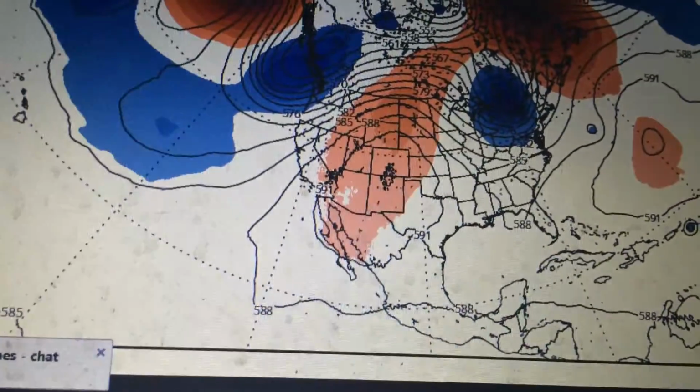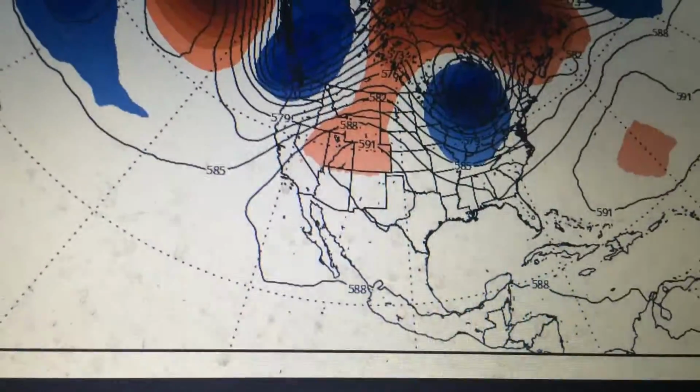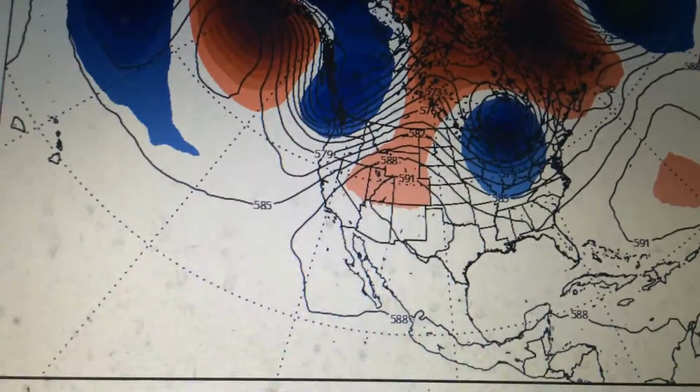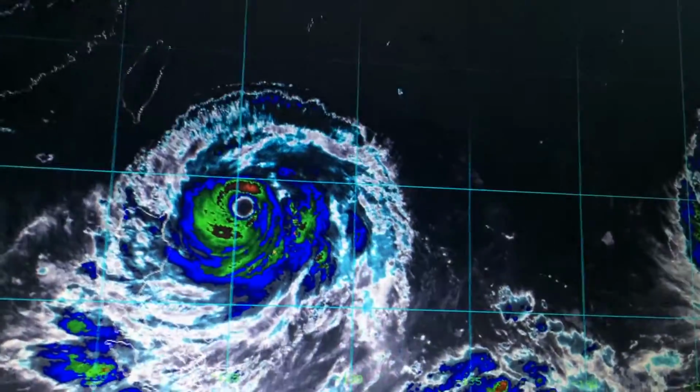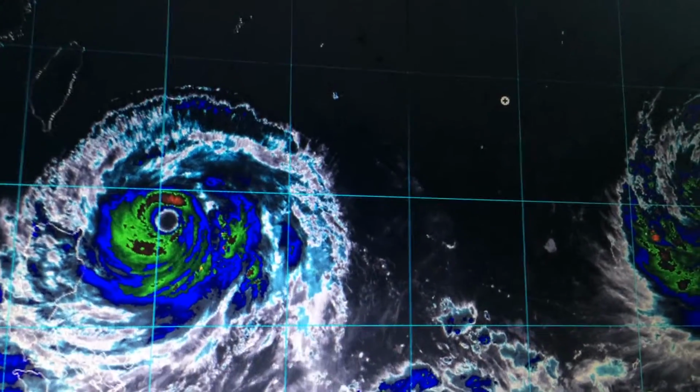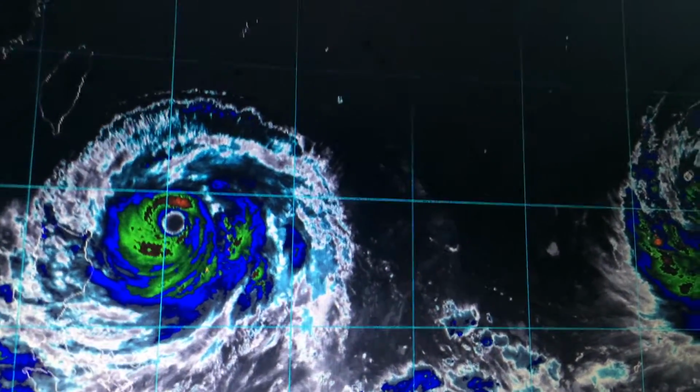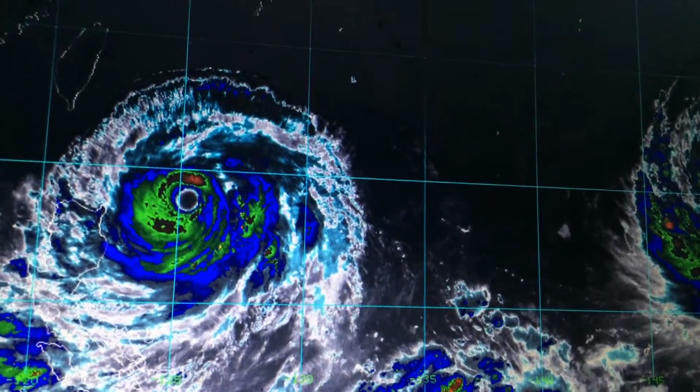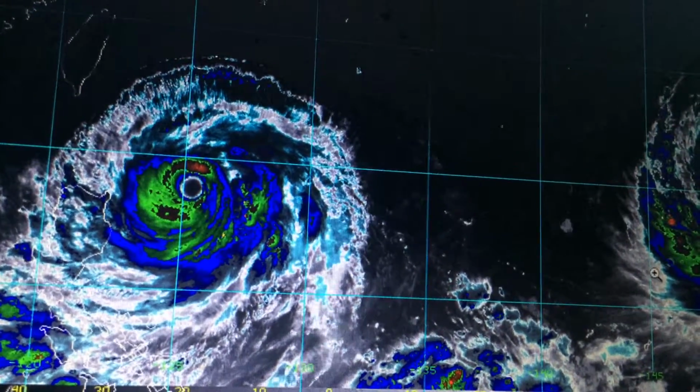Anyhow, I've got to show the rest. Here's the European for comparison's sake. Anyhow, let's go back to the West Pacific, and we still have two, Typhoon Goni and Typhoon Anthony. Anthony probably reached Category 5 status overnight. Both systems are probably peaked, at least for the time being.